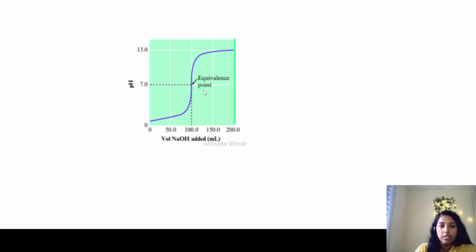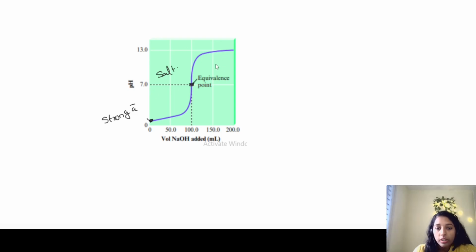So this is the whole pH curve diagram. We are starting with this point. See, it's a very low pH, which means it's a strong acid. And then this is the equivalence point. At the equivalence point, who will determine the pH? The salt will determine the pH. The salt in this case is neutral, so that's why it is 7.